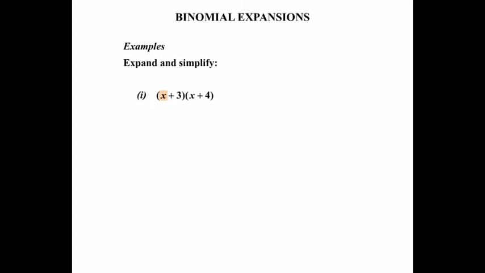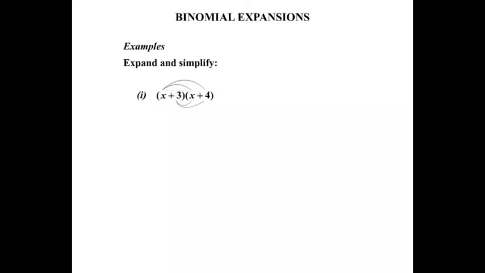Now what we do with these questions here, we'll start off with the first term in the first bracket, and we're going to multiply by each term in the other bracket. Alright, and drawing those loops in will remind us to multiply by each of those terms. So that'll take care of the x. Then we move to the next term in the first bracket, the positive 3, and we're going to multiply by each term in the other bracket as well.